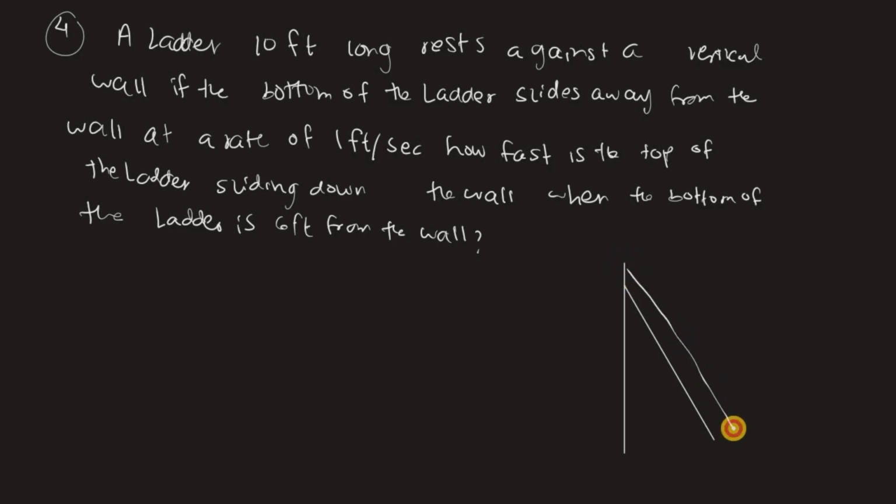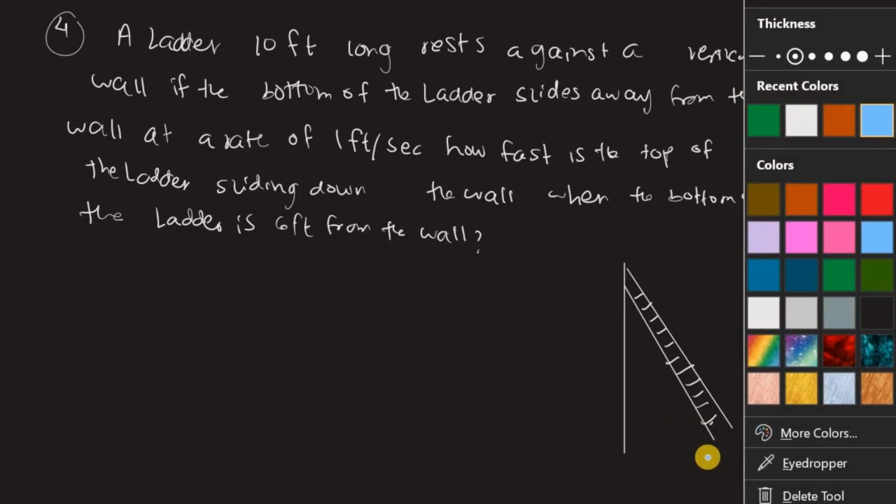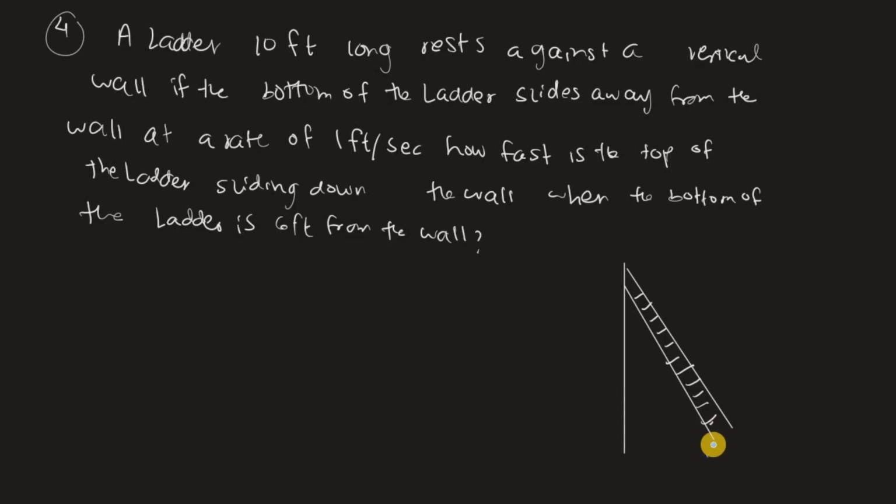So it is resting against a vertical wall. And if the bottom of the ladder slides away from the wall at a rate of 1 feet per second, let's say for some reason there is some water, or maybe because of gravity, this ladder is basically sliding down. So it is sliding away, and with time it is going to increase.